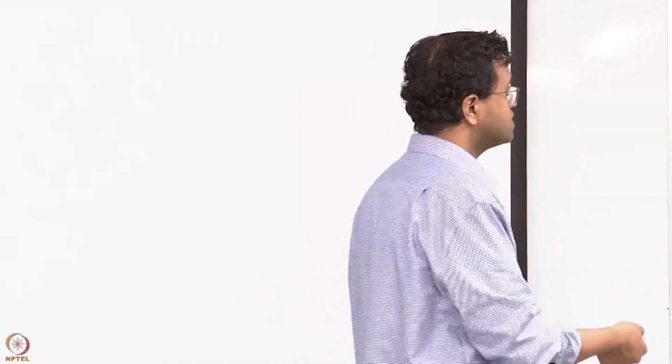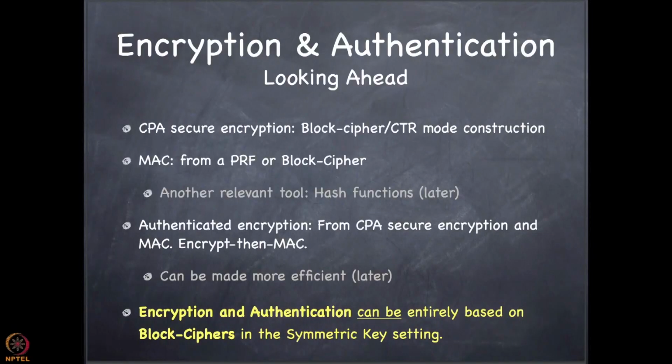But the bottom line of all of this is that symmetric encryption and authentication can be entirely based on block ciphers. So this is a magical tool that can give you all of this. I didn't mention how hash functions fit in. That's a tool that can be used to increase efficiency and for other purposes. But if you just want to get this working, block ciphers are good enough.